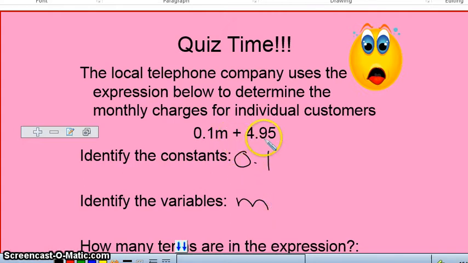Then we've got plus 4.95. 4.95 is also a constant because we know what numeric quantity that stands for. So our constants are 0.1 and 4.95. Our variable is m. The next question says how many terms are in the expression. So we count how many things are in the expression that are separated by a plus or a minus. So we have one term, and then a plus, and then a second term. This expression has two terms.